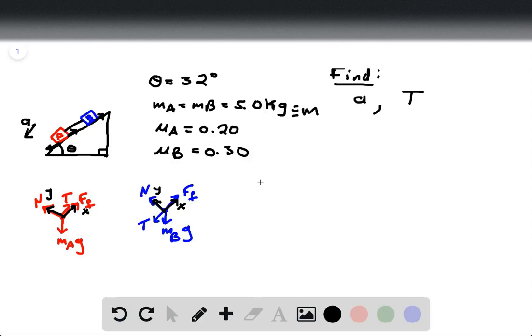So we also know the frictional force is going to be for block A. Block B will be different because they have different coefficients of kinetic friction, possibly different normal forces because they're different masses, so we'd expect that.